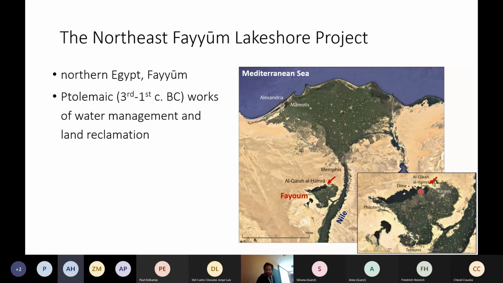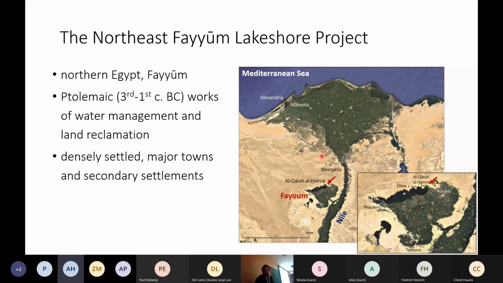So Qara al-Hamra is located here in the north of Lake Karun, in the north of the depression of the Fayyūm in northern Egypt. In these regions, since Ptolemaic times, works of water management allowed some of the land to be reclaimed, and the region became densely settled with towns and secondary settlements, like the case study of Qara al-Hamra, which is located in a peripheral area north of Lake Karun. So it would have been less fertile and more arid than the rest of the depression.